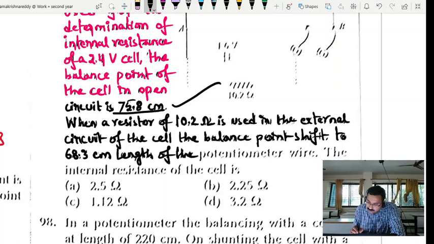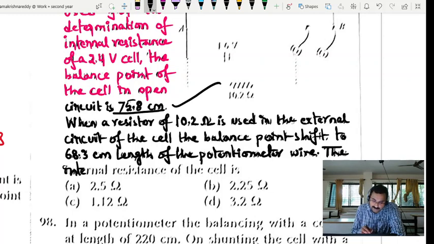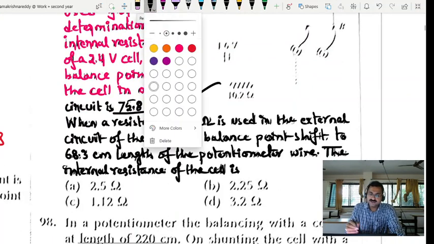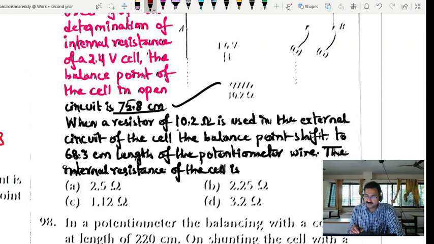Length of the potentiometer wire. What are they asking? The internal resistance of the cell. The diagram is not required because we already have all the information. The diagram is there in the material, so check that later also. See the information we are getting there.